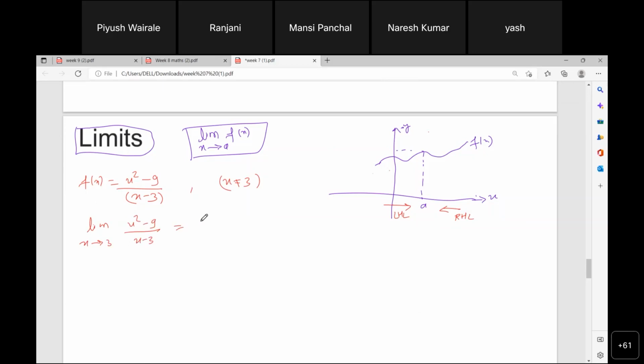I can write this x square minus 9 as x square minus 3 square, right? That is x plus 3, x minus 3. And this one is x minus 3. So x minus 3, x minus 3 will get cancelled, and in the limit x tends to 3, I can simply put 3 here, that is 6. So even if this function f of x is not defined at x equals 3, that particular value will reach 6, right?